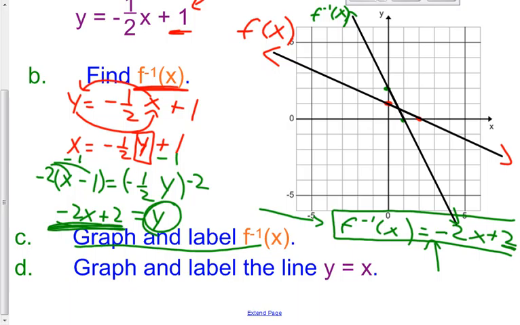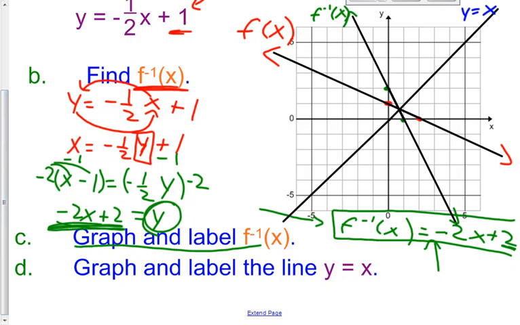Hopefully you remember it starts at the origin and it goes at a 45 up and to the right. Same thing with down and to the left. It goes at a 45-degree angle down and to the left. And so here is our function y equals x. So on each of these I want you to graph and label all three lines.